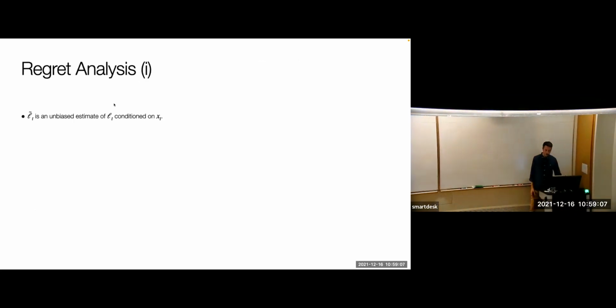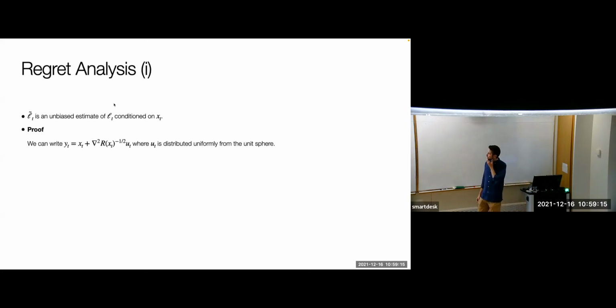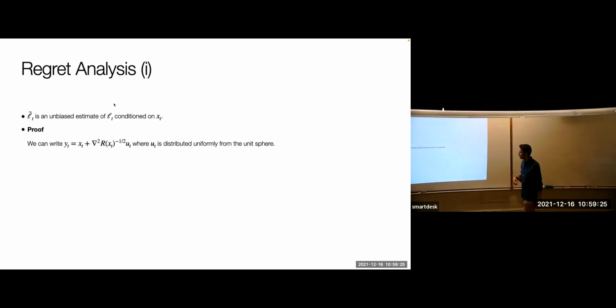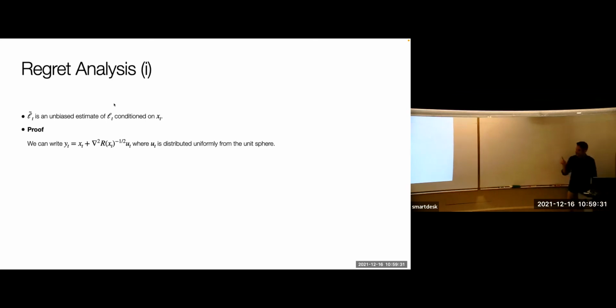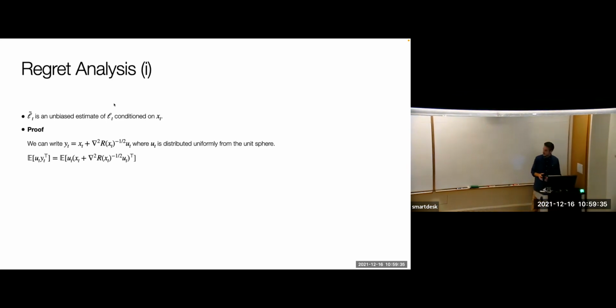Okay, so why is it unbiased? First of all, let us write y_t, which is sampled uniformly from the Dikin ellipsoid around x_t, as just x_t plus the Hessian of R at x_t to the minus half times u_t, where u_t is distributed uniformly from the unit sphere. It will just make life easier for us in the analysis.